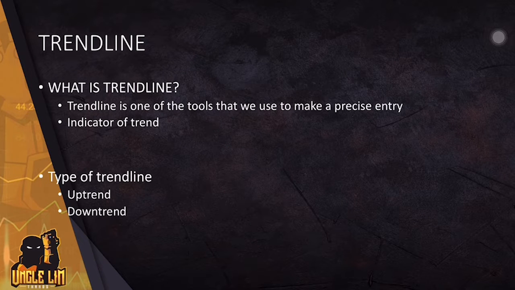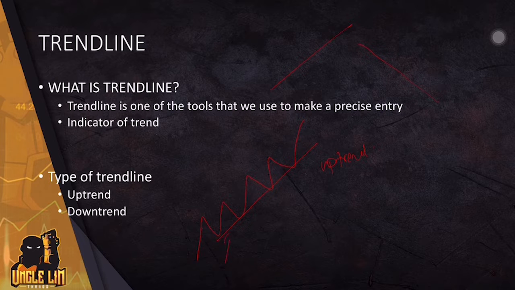Okay, trend line. What is trend line? Trend line is one of the tools that we use to make a precise entry, and it also acts as an indicator of the trend. Either it is uptrend or downtrend. So how are we going to know which one is uptrend, which one is downtrend? When you guys see a movement of chart like this, this is the trend line, this is uptrend.